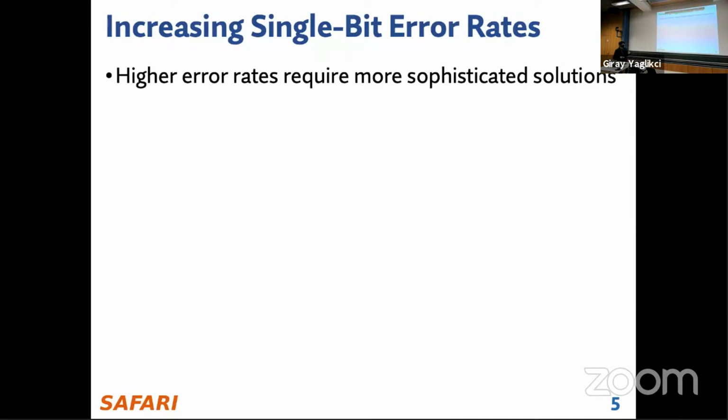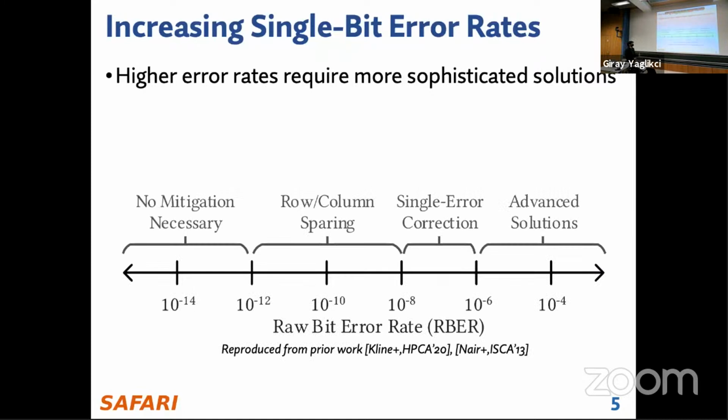The higher error rates generally require more and more sophisticated solutions. Here is a graph showing different error rates along this axis, ranging from very low error rates, 10 to the minus 14, to very high error rates, 10 to the minus 4. This essentially represents the number of errors that occur within the device. This is taken from a prior work, which describes which types of mitigation mechanisms you might want at different error rates. On the left, we have relatively low error rates, which were in the past at this point. At these error rates, you either don't need any mitigation mechanism, or a simple mechanism like row and column sparing suffices.